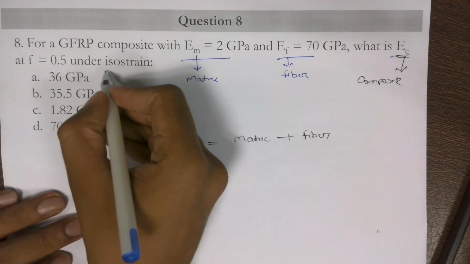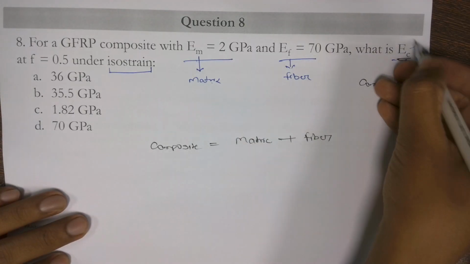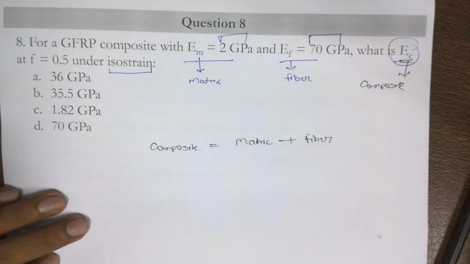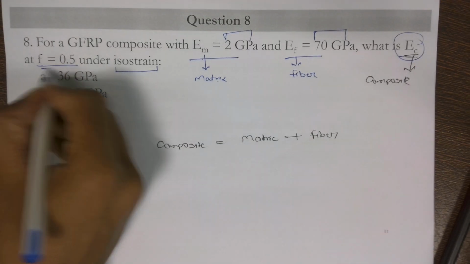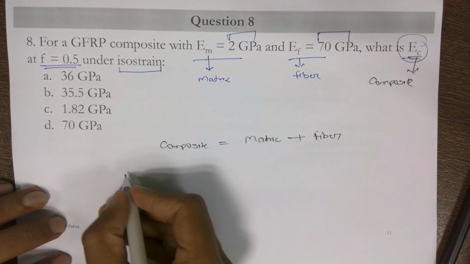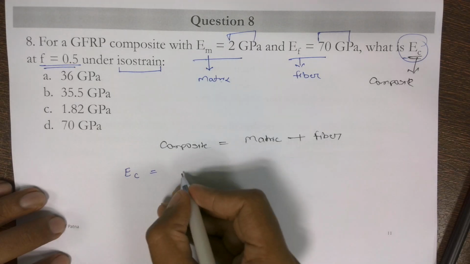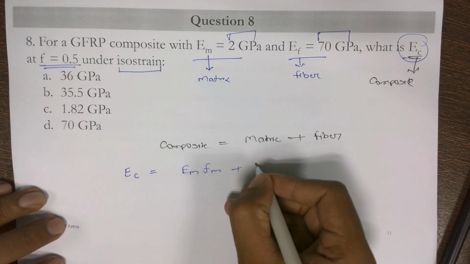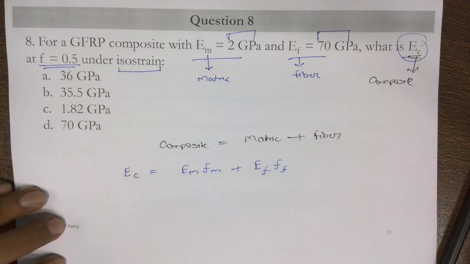Now the question mentions that we are in the isostrain condition and we have to find the modulus of the composite. We know the modulus of the matrix, we know the modulus of the fiber. Also we know by what volume fraction we have added them. Their volume fraction is 0.5. So we have discussed this in the class that the modulus of the composite will be given by the modulus of the matrix times fraction of the matrix plus modulus of the fiber times fraction of the fiber.